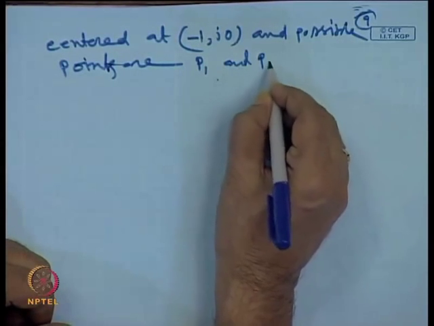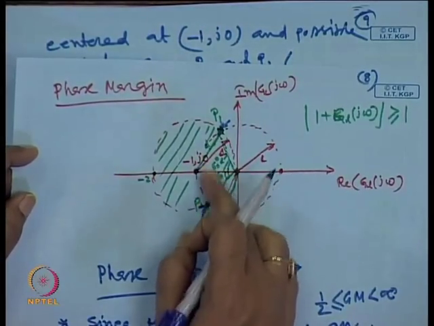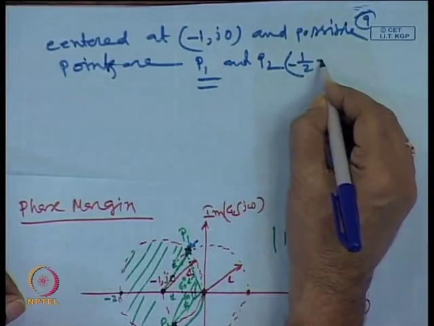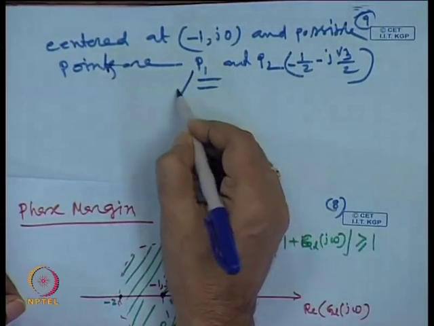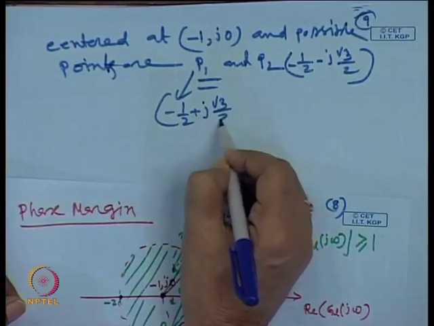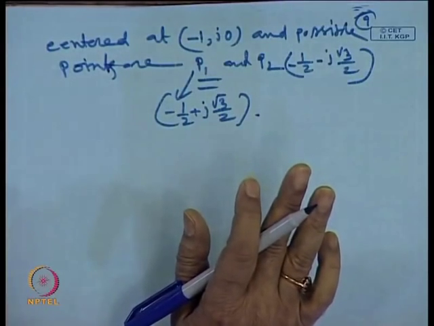The points are P1 and P2. If you see, P2 is at 60 degrees, so the coordinate is minus half minus j root 3 by 2, and this coordinate is minus half plus j root 3 by 2. Okay, so this is our ultimate conclusion.